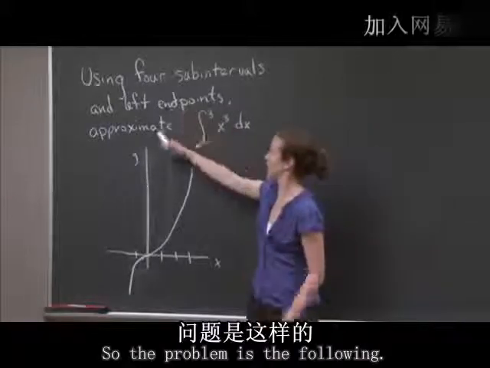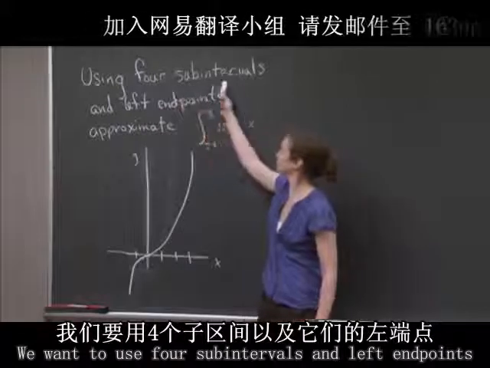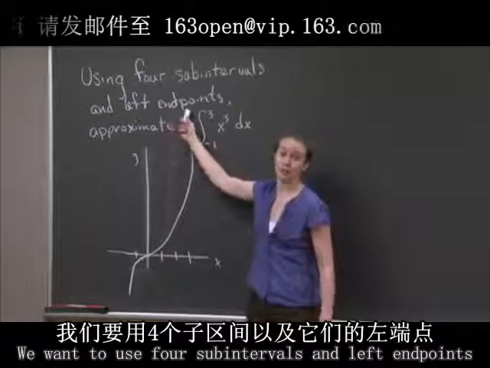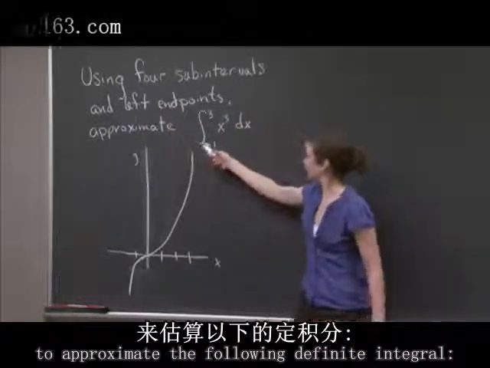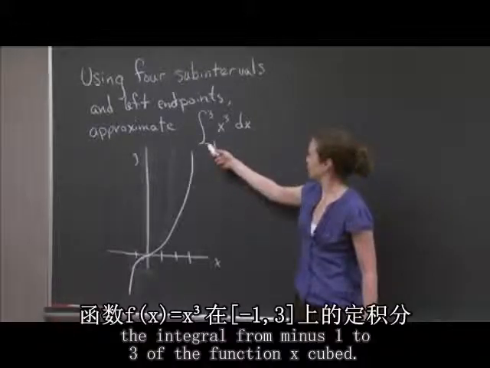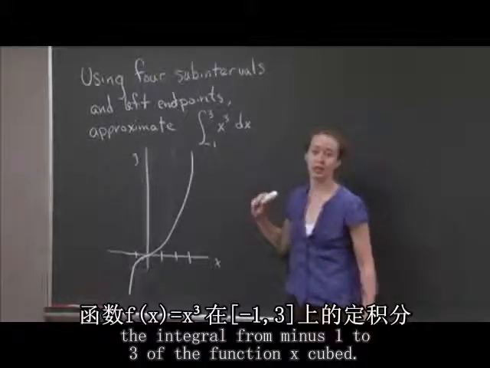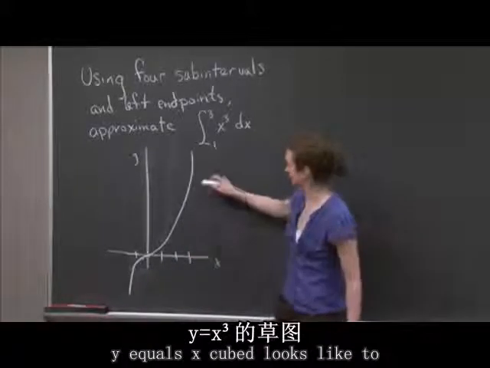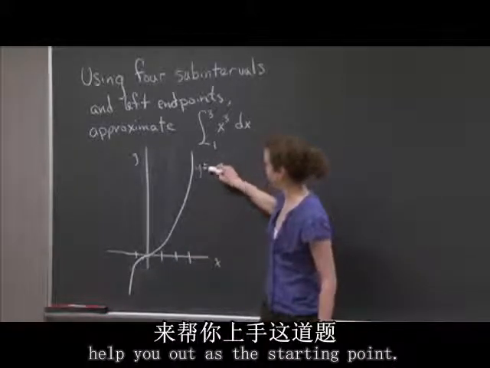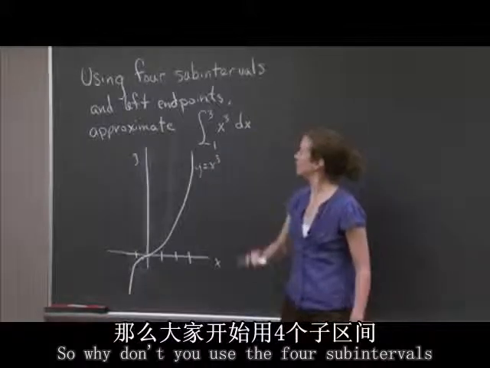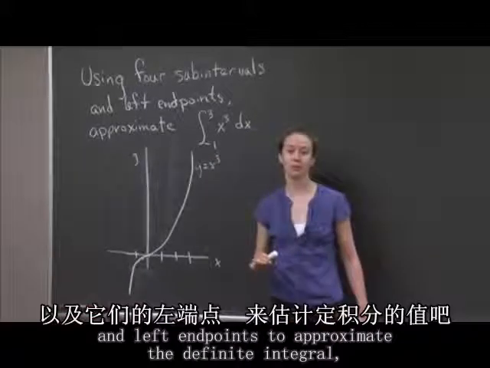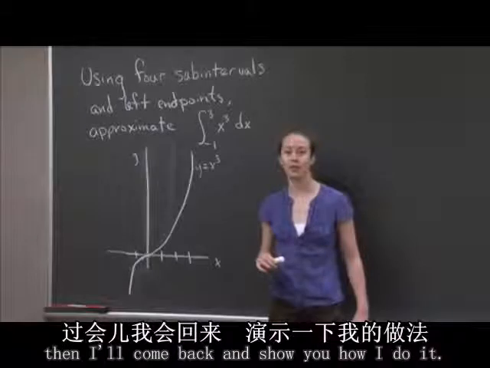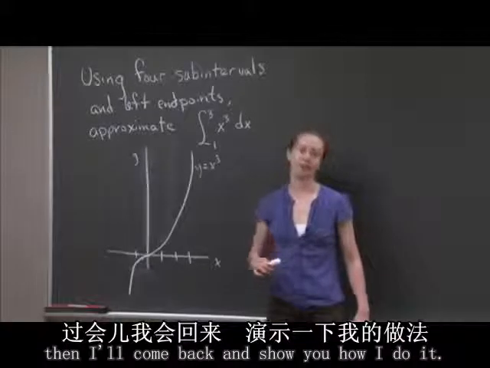So the problem is the following. We want to use 4 subintervals and left endpoints to approximate the following definite integral: the integral from -1 to 3 of the function x cubed. And I've drawn a rough sketch of what y equals x cubed looks like to help you out as a starting point. So why don't you use the 4 subintervals and left endpoints to approximate the definite integral? Then I'll come back and show you how I do it.